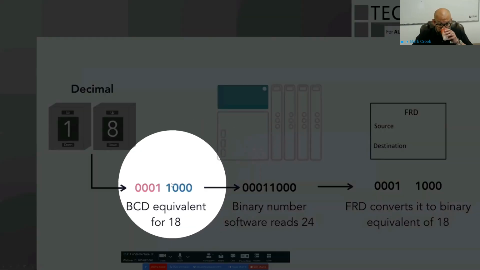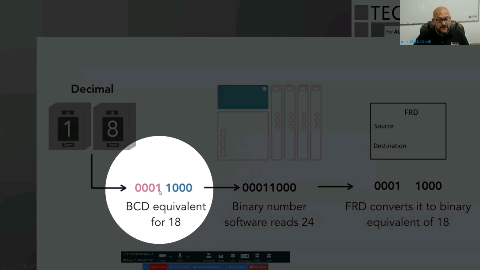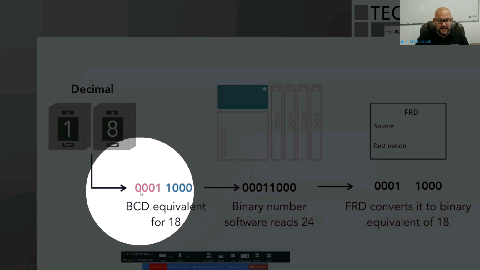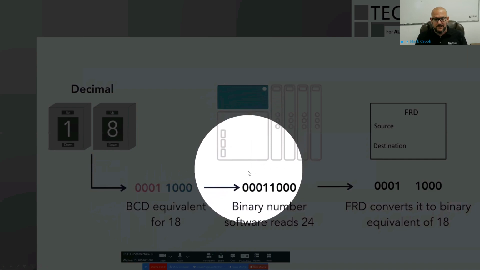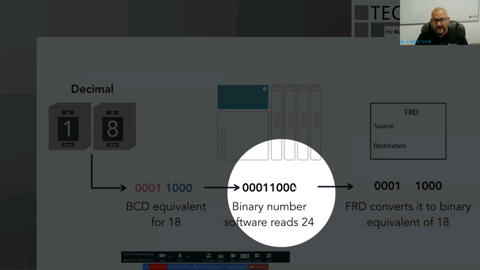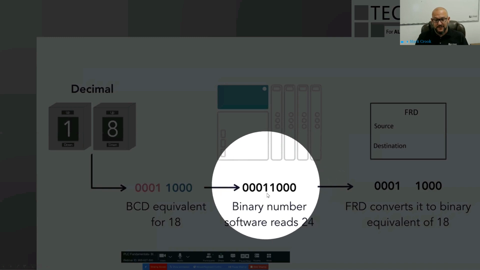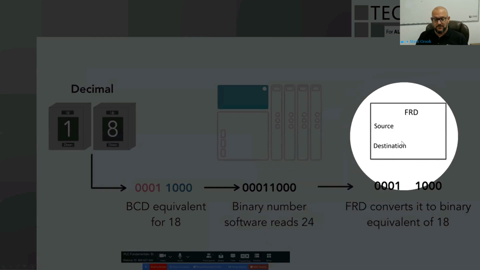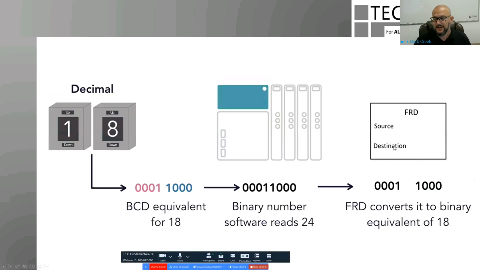So looking at this example that we have on the screen in front of us now, we have the BCD there of 18, which is 8 at the beginning and then a 1 in the second digit. So then the PLC reads that as a binary number. Now the binary number of that would be 1, 2, 4, 8, 16. So it's actually 16 plus 8, which gives us the number of 24. So we need this instruction, which is the FRD instruction, to actually convert that to give us the value of 18 within the PLC.